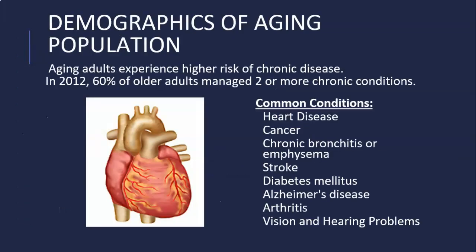So we'll talk a little bit about the demographics of the aging population. Aging adults are at higher risk, and there are higher rates of chronic disease among the elderly. In 2012, the number was 60% of older adults managed at least 2 chronic conditions. So they could have more, but at least 2 chronic conditions. So heart disease, cancer, bronchitis, emphysema, which would be COPD, stroke, diabetes, Alzheimer's disease, arthritis, vision and hearing problems, and this is probably not an exhaustive list.